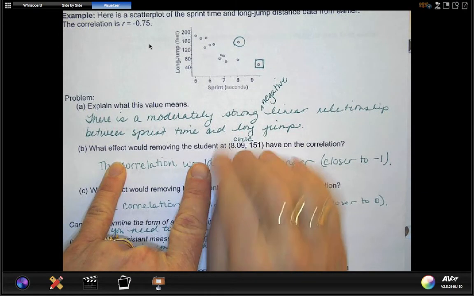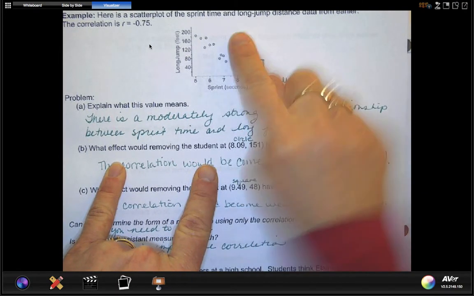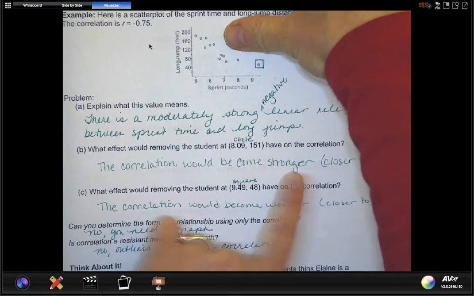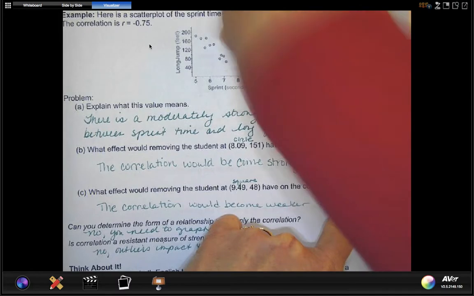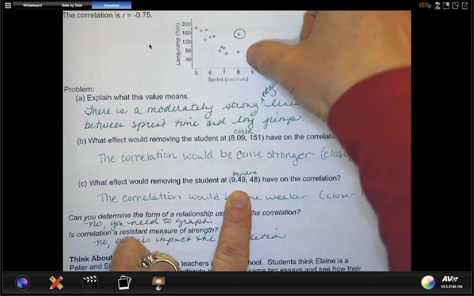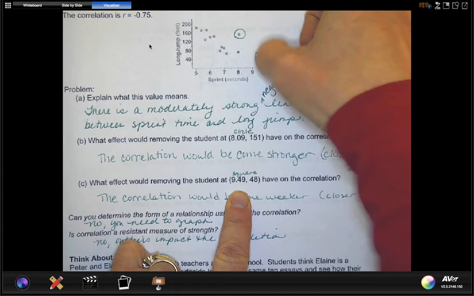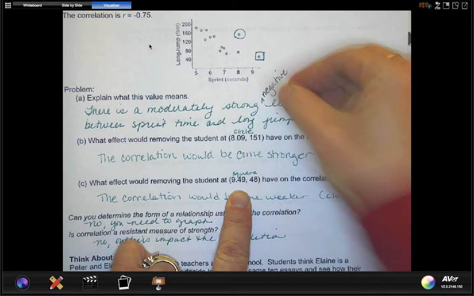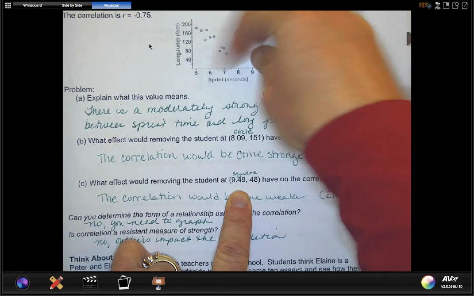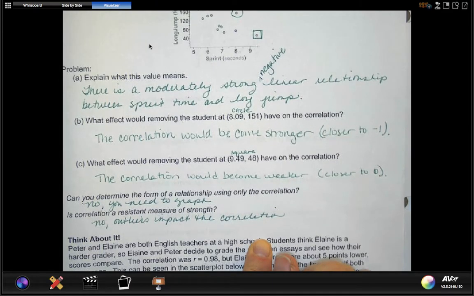If we remove this student right here, the circled one, that pattern is clearly tighter. So then the correlation should become stronger, closer to -1. If I remove this guy down here, that point right there is kind of pulling that line down. So if I remove him, there's less of a correlation between these, so the correlation will become weaker, okay?